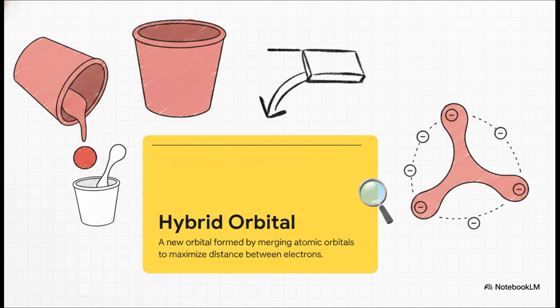And why do atoms go through all this trouble? It's beautifully simple, actually. Electrons absolutely hate each other. They repel. By creating these new hybrid orbitals, the atom can physically point its electron pairs as far away from each other as possible in 3D space, which stabilizes the whole shebang.